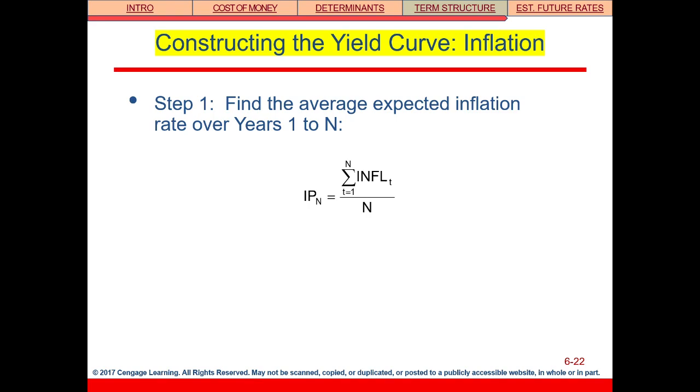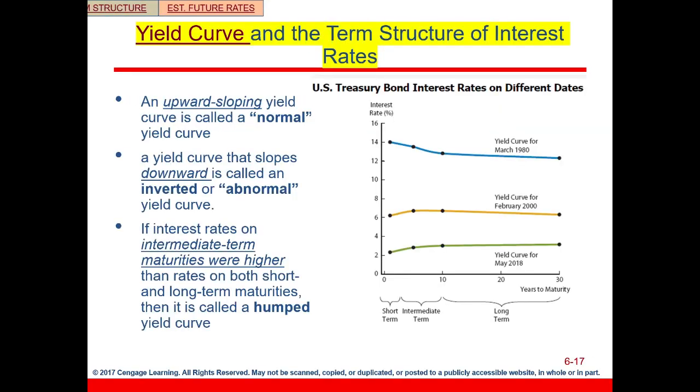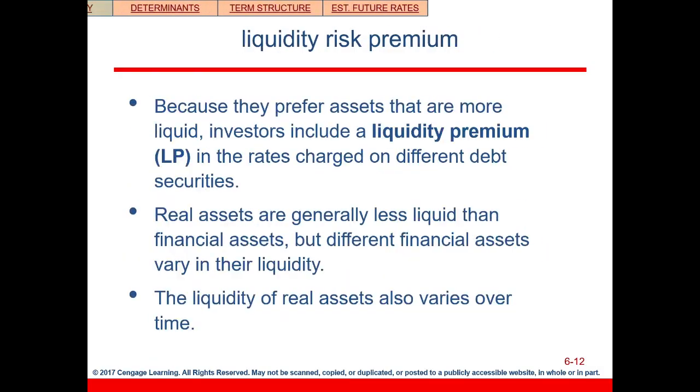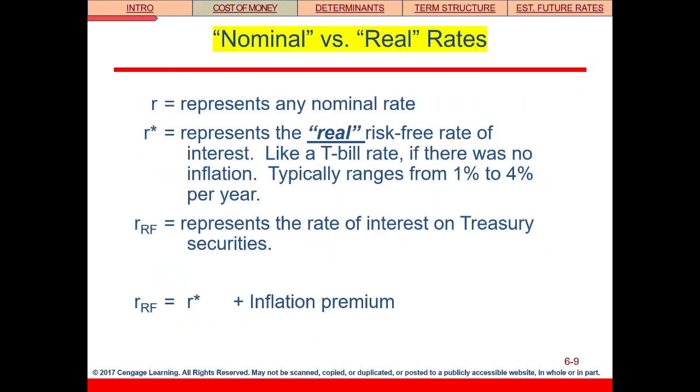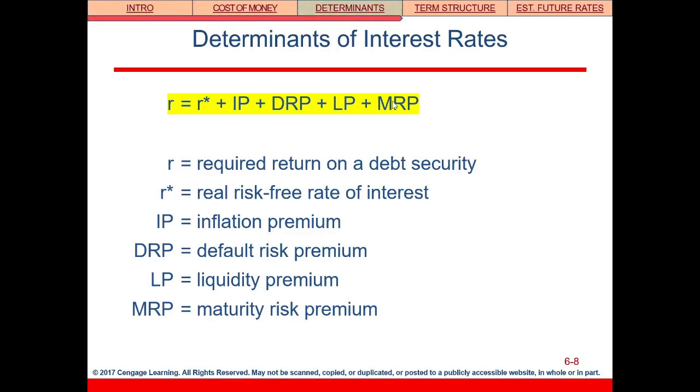Let's start with the calculations of each risk premium. So for the first one, we can go back and you can have a look. Remember the equation that we discussed last time. This one. R equals R star, which represents the real risk-free rate of interest, and then IP is the inflation premium, DRP is the default risk premium, LP is the liquidity premium, and MRP is the maturity risk premium.